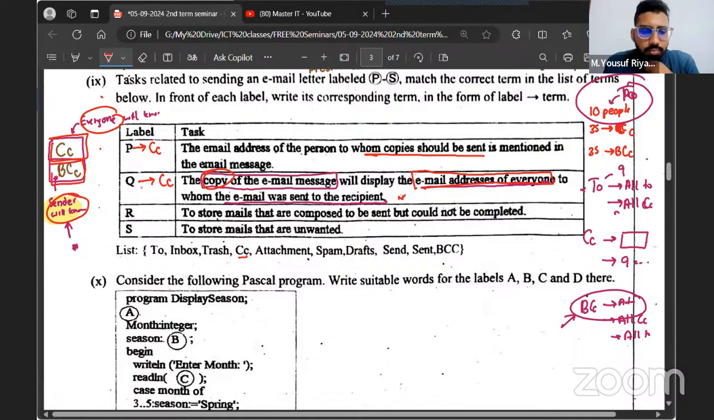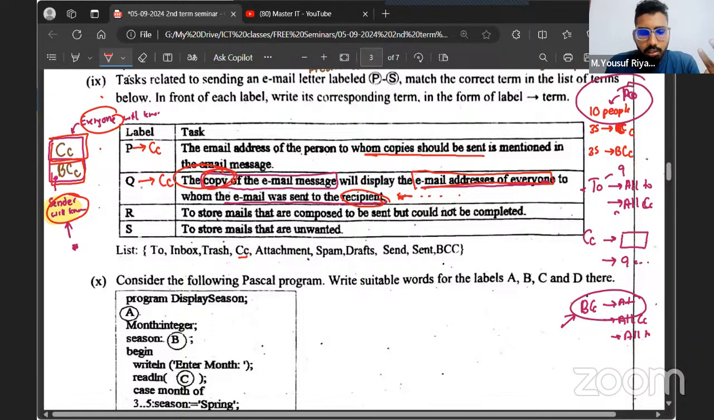Can't it be the sender? No, they are saying this copy. They are talking about the copy of the emails, in this specific copy. It displays the email address of everyone to whom the email was sent, the recipient. So the recipient means receivers. So it's asking, in this copy, you can see all those who received the email. So all those who receive the email, you can see that in CC as well.